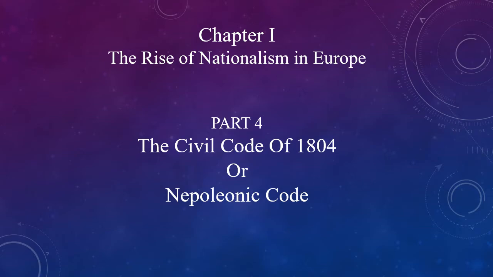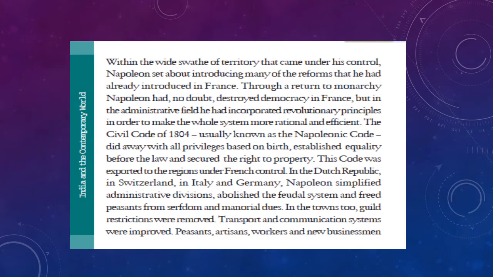Now let's go to the topic that we have to study in the 10th standard history portion. Within the wide swath of territory that came under his control, Napoleon set about introducing many of the reforms that he had already introduced in France. Through a return to monarchy, Napoleon had no doubt destroyed democracy in France, but in the administrative field, he had incorporated revolutionary principles in order to make the whole system more rational and efficient. The Civil Code of 1804, usually known as the Napoleonic Code, did away with all privileges based on birth, established equality before the law, and secured the right to property. This code was exported to the regions under French control.